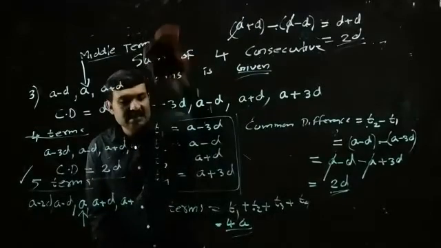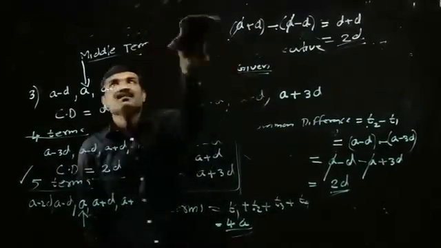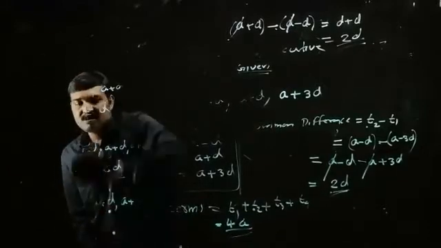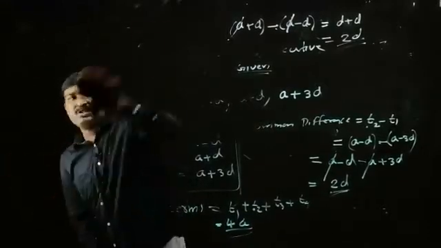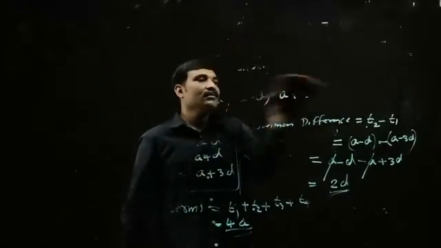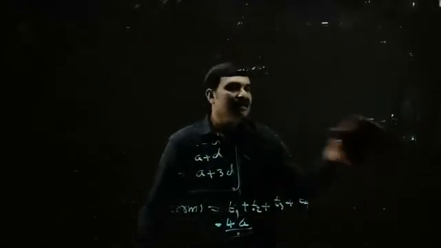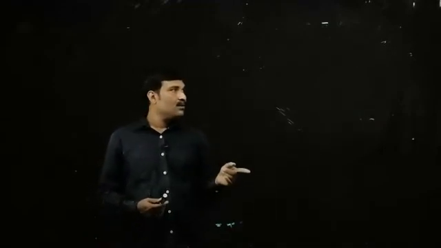Now, based on this concept, we can do some problems. Suppose the sum of 3 consecutive terms is given. I am giving a problem. The thing to be remembered is the way we have to choose the terms. When 3 consecutive terms are given, we choose the middle term A, then A plus D, A plus 2D. To the left of A, we have A minus D and A minus 2D, right?